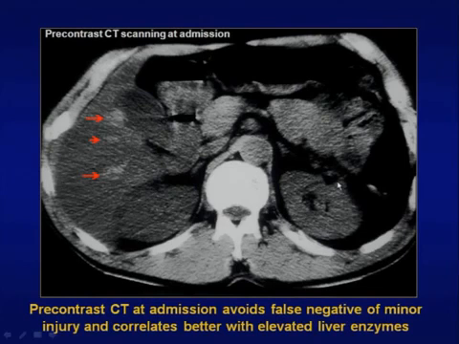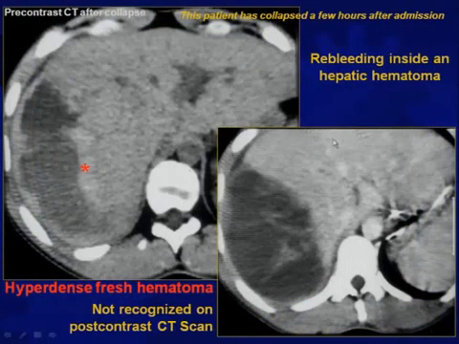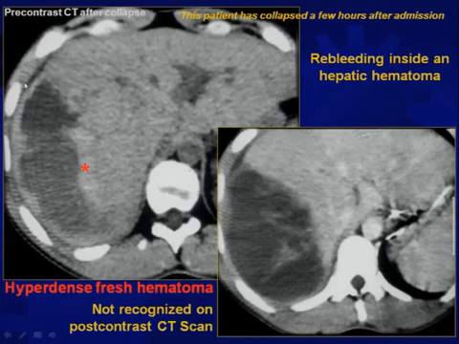Another example which illustrates that it is fine for the explanation of the disease. This patient had trauma to the liver. And here is a hematoma that is already on the way of liquefying. Then the patient fell into collapse. He collapsed hemodynamically. And the pre-contrast CT shows that there is rebleeding, new bleeding inside the hematoma. You would not see it only on the post-contrast scan, but you see that there is old hematoma and there's new hematoma on the pre-contrast scan. You don't see it on the post-contrast scan.